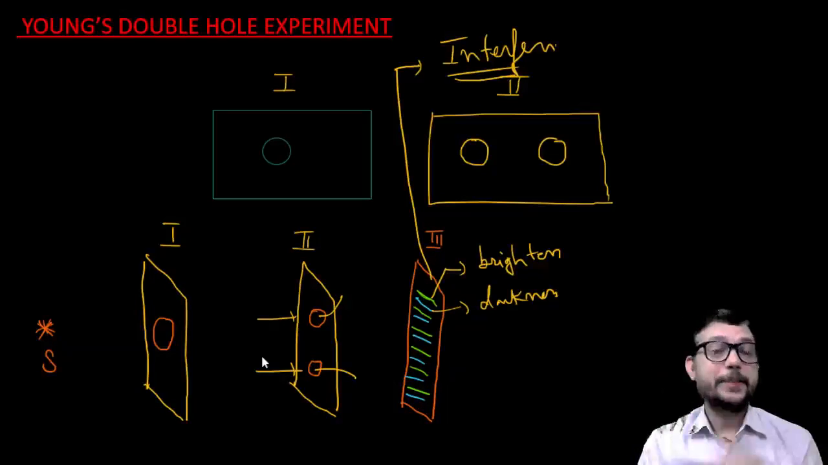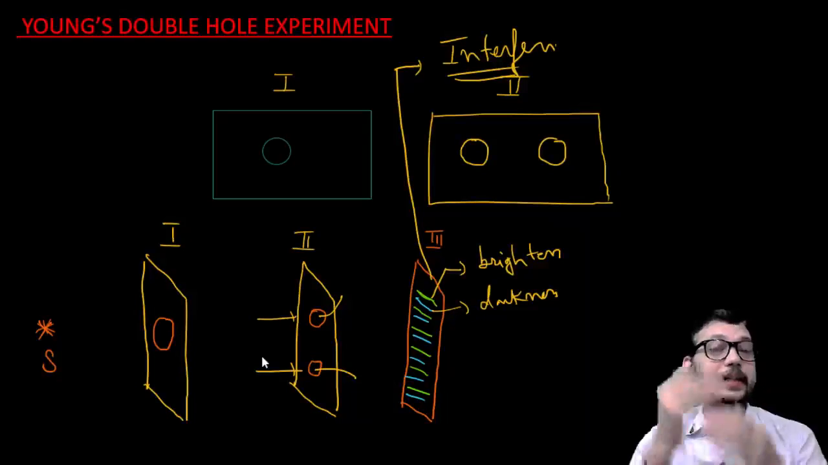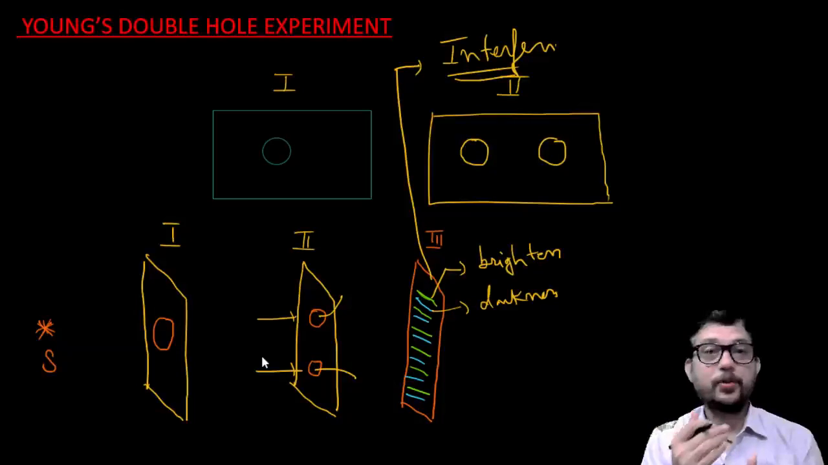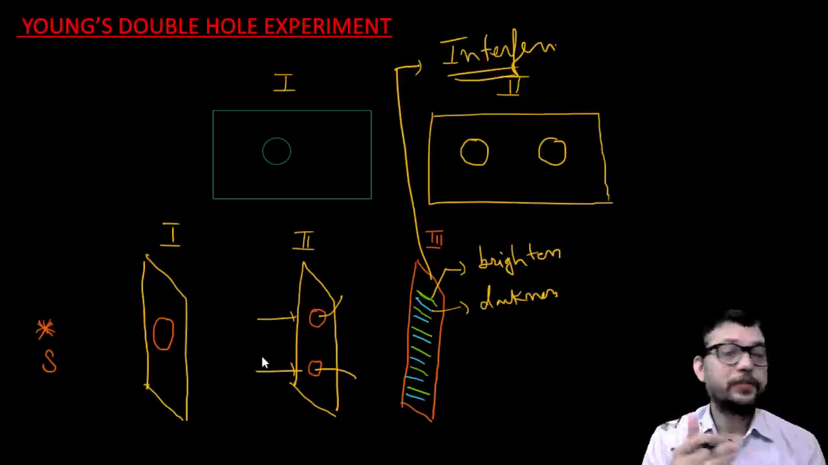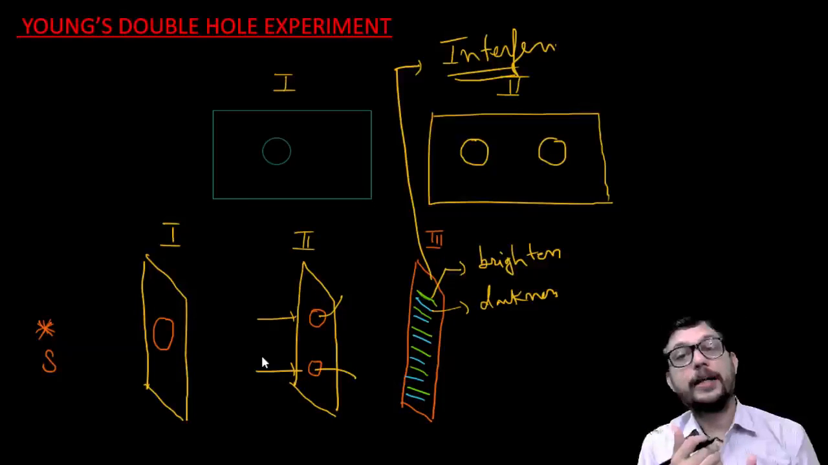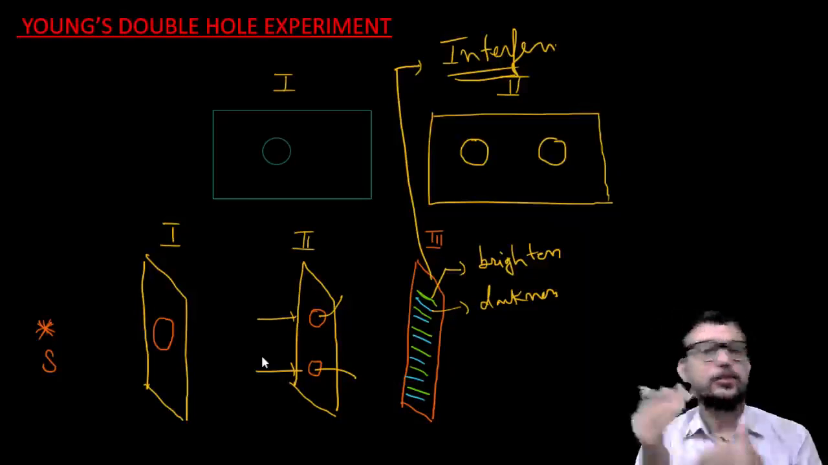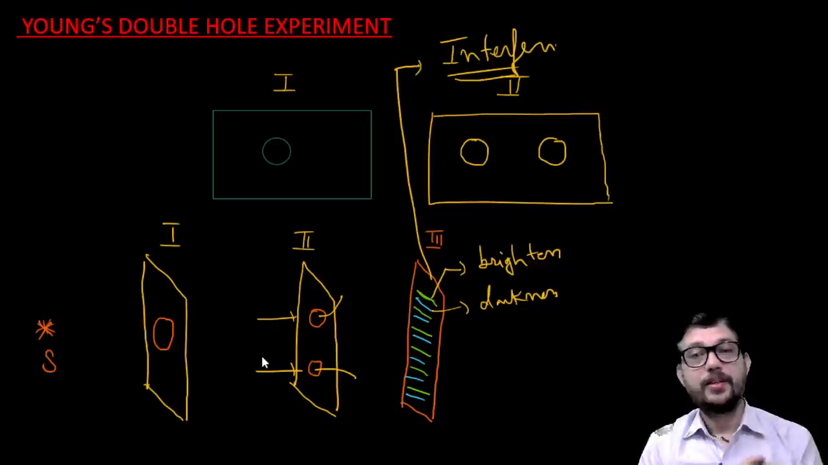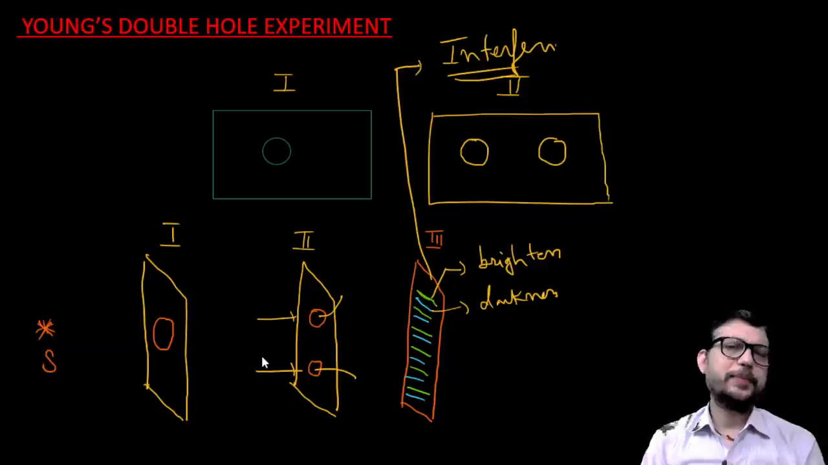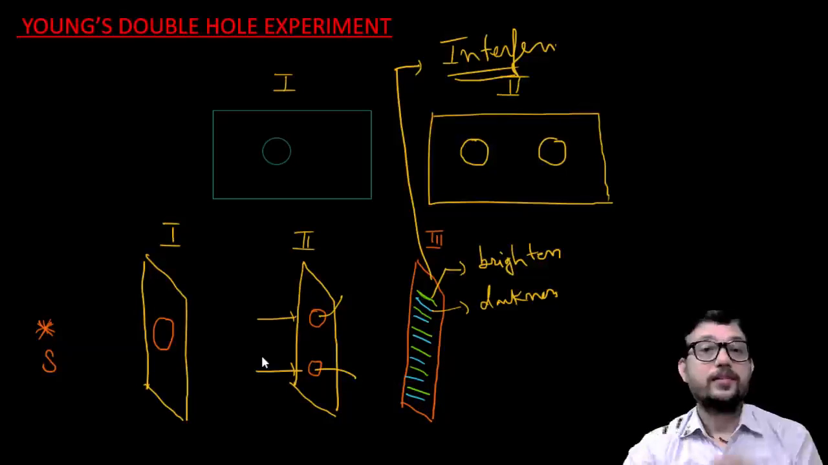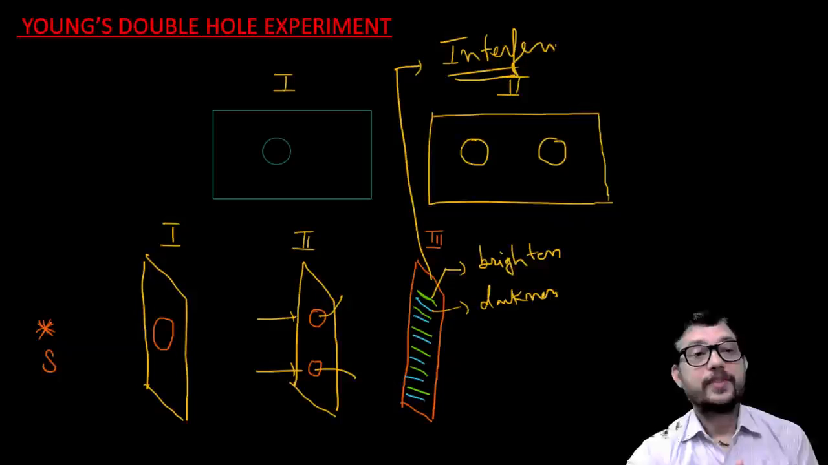These strips are like a spectrum. The first one will be bright and the next one dark, then again bright, then again dark. This pattern appears on the screen. So this is the experiment which explains that we have two waves.